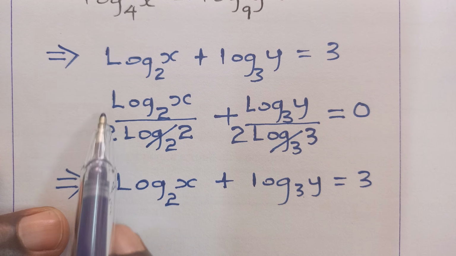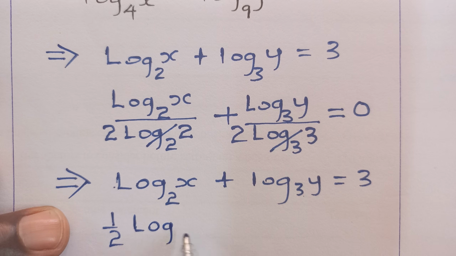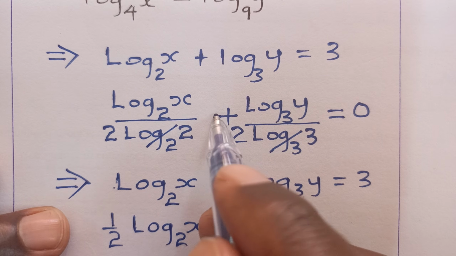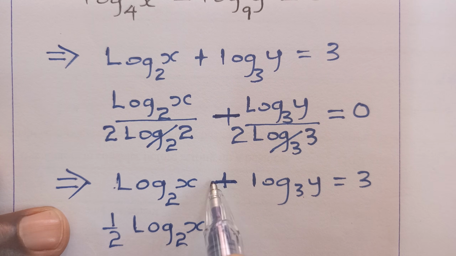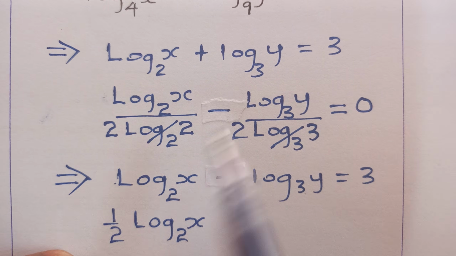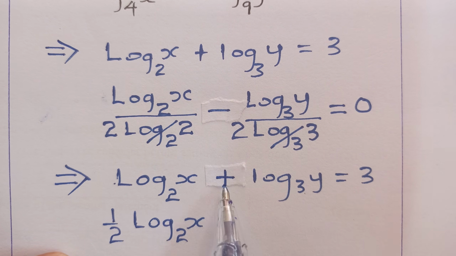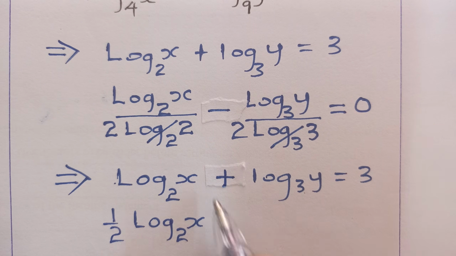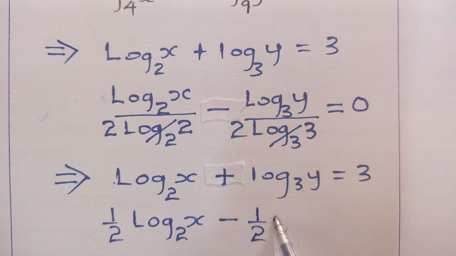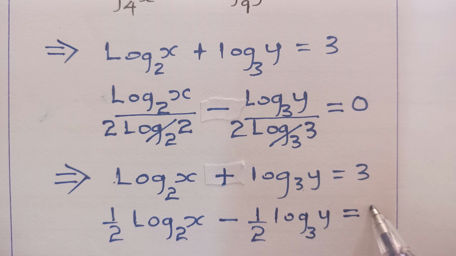And the next one is now going to be a half log to base 2 of x. This is actually minus, we have a minus there, so I change that to minus. The first equation was plus, this was negative, and this one is plus. And now we write this, which is negative, a half log y to base 3. This is now equal to 0.